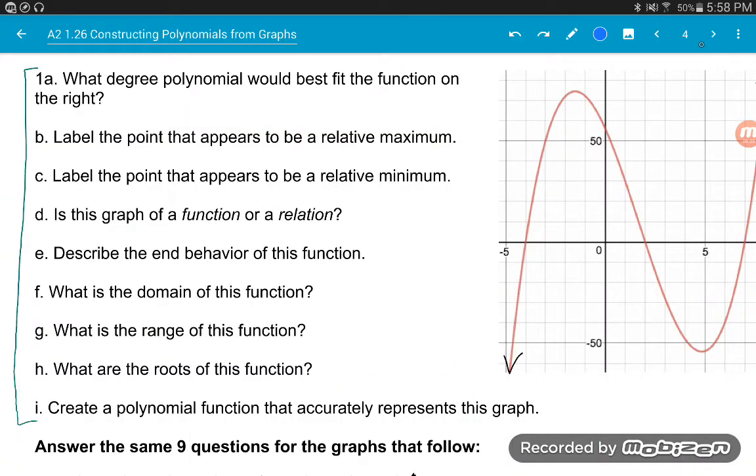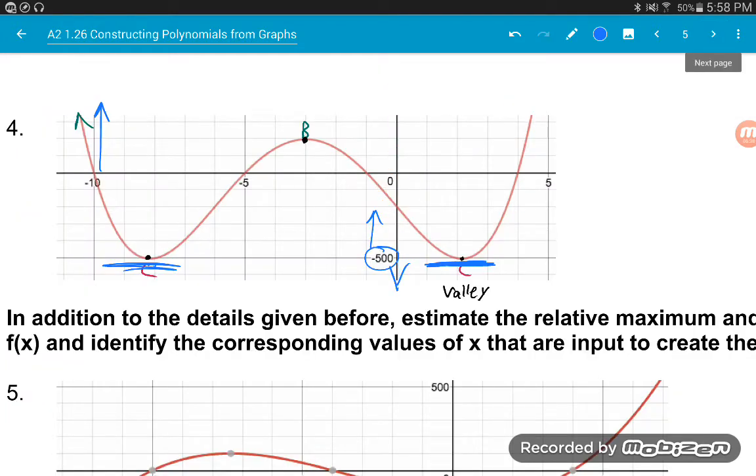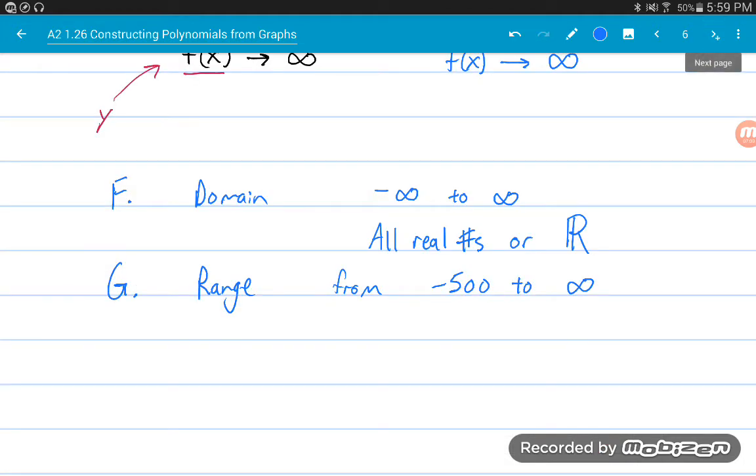Now, H is asking for the roots. The roots of this function are relatively easy to see. They're just the points where it intersects. I'm erasing my minimum. Oh, I erased two minimums. Okay, so here are the roots. They are at negative 10, negative 5, negative 1, and 4.